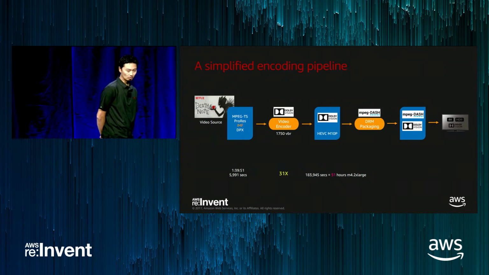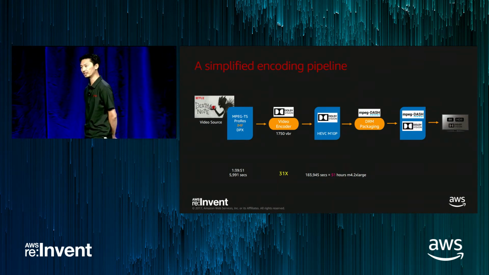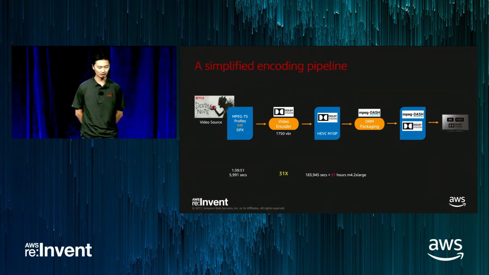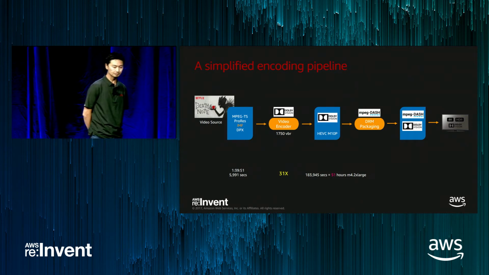For this title only, we see the multiplier that for every second, we take 30 seconds to encode for this particular codec and this particular bitrate. It changes depending on different codec and bitrate.